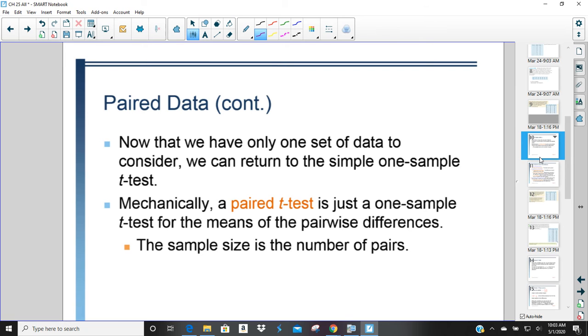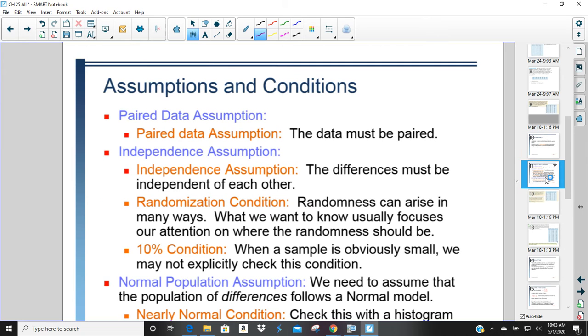When we're doing a paired t-test, we're going to use on our calculator the button t-test. However, on your paper, you're going to write paired t-test. Mechanically, a paired t-test is just a 1-sample t-test of the means of the pairwise difference. The sample size is the number of pairs. So in this case, we do know the degrees of freedom because it's going to be n-1.